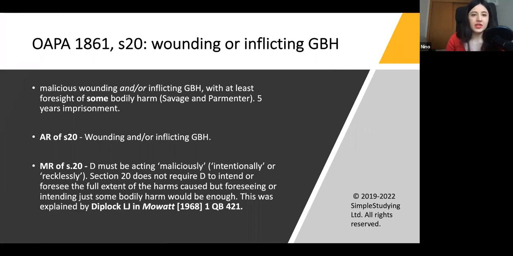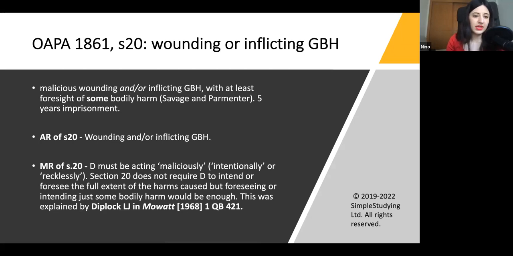If the harm inflicted upon the person is a bit more serious, you could consider applying wounding, section 20, wounding or inflicting grievous bodily harm. Grievous means serious. This is malicious wounding or inflicting serious bodily harm with at least foresight of some bodily harm. It is also 5 years of imprisonment, which has been criticized because this is a more serious offence than section 47, and having a maximum sentence of 5 years for both can be controversial.